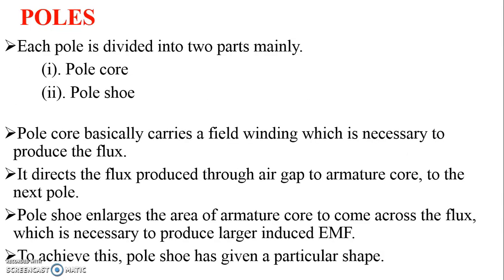So next part of the DC machine is the poles. Each pole is divided into two main parts: one is the pole core and another one is the pole shoe. The pole core basically carries a field winding, which is necessary to produce the flux. It directs the flux produced through the air gap to the armature core to the next pole. The pole shoe enlarges the area of the armature core to come across the flux, which is necessary to produce a larger induced EMF. To achieve this, the pole shoe has been given a particular shape.